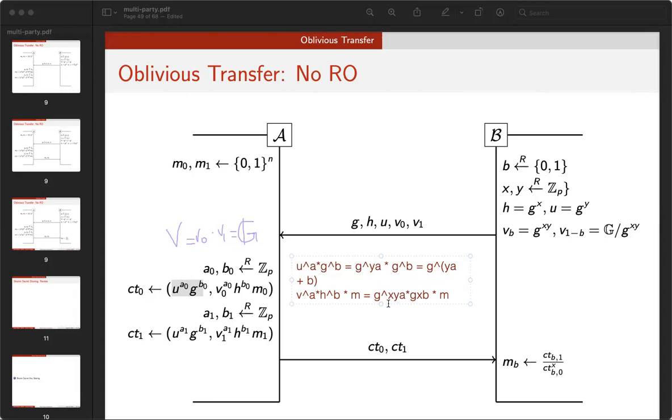Correct? Oh, perfect. We're sorry about the confusion there. I just mixed up my values there. So, and then this equals G to the XYA plus XB times M. So just to connect all the dots here. So this is CTB0, and this is CTB1.